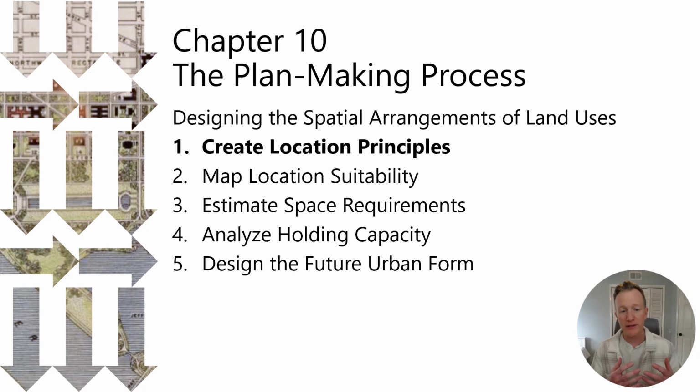Okay, so the next step in the process is to design the spatial arrangements of your land uses. So how are land uses going to be arranged? How are you going to arrange residential uses and commercial uses and industrial uses? The first part of that is to create some location principles. And you're going to do that for each different type of land use that you have. So you're going to do that for residential uses, commercial areas, mixed use areas, industrial areas.